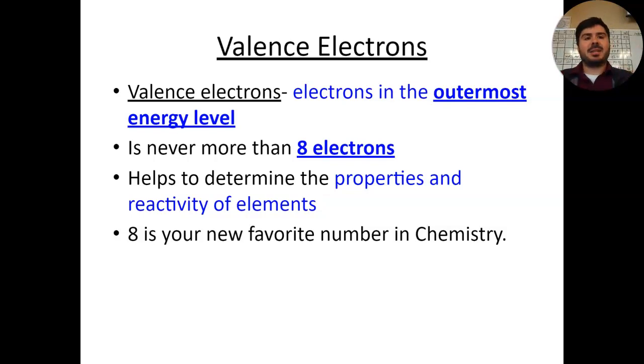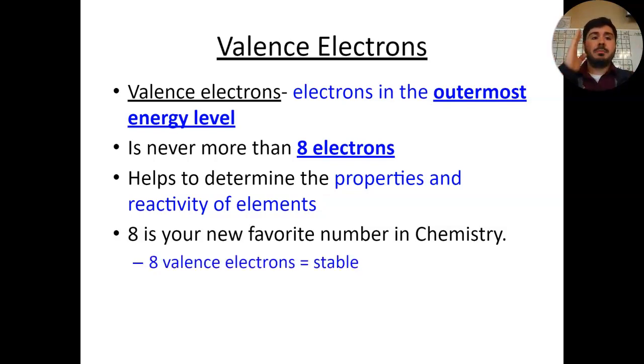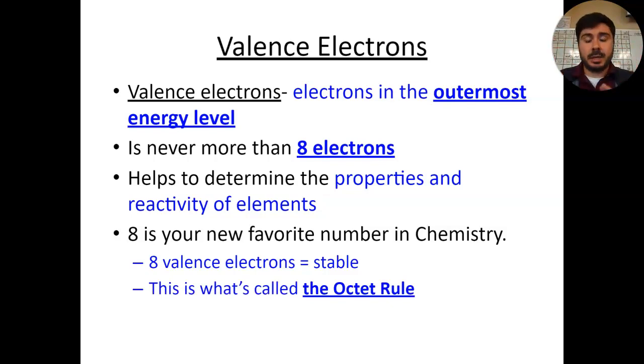So this idea of 8, guys, is your new favorite number. 8 means stable. If an atom of an element has 8 valence electrons, it is incredibly stable, and that's what we want. We want stability in chemistry. Chemistry is all about making things as stable and low energy as possible. And this rule of 8 here comes from the octet rule. And oct in octet means 8. So think about an octagon. An octagon has 8 sides. Oct, octagon, octet, 8. So the rule of 8 here is where this valence electron stuff comes from.